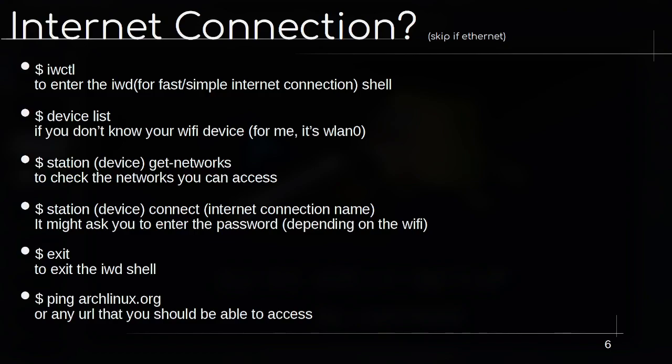And then station, device, or wlan0, whatever, connect, and the internet connection name. Say there's a Wi-Fi called WIFI or something. You just put the internet connection's name over there, and then it might ask you to enter the password depending on the Wi-Fi. You just enter it and then press enter. And then you do exit and just ping to check if it works. It should, and if it does, that's great. We can move on.